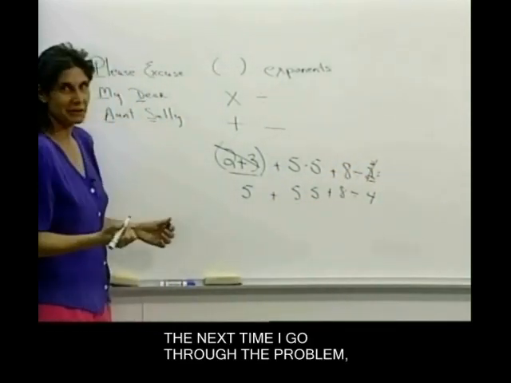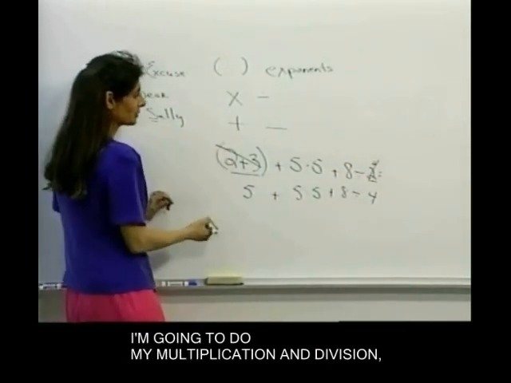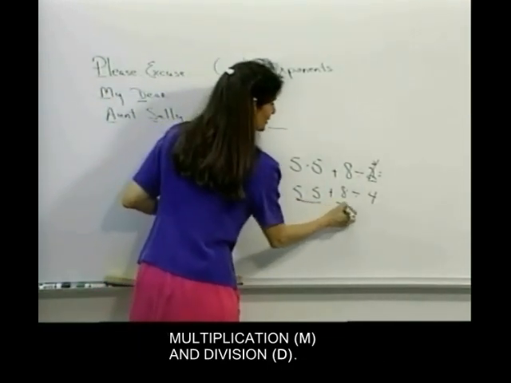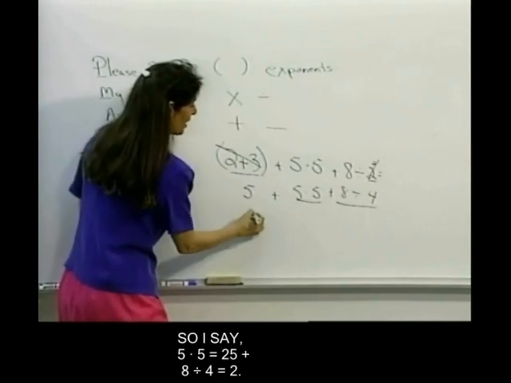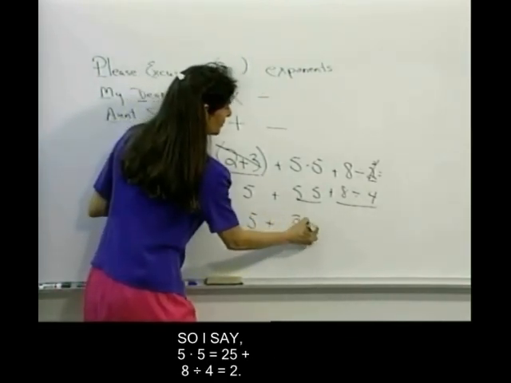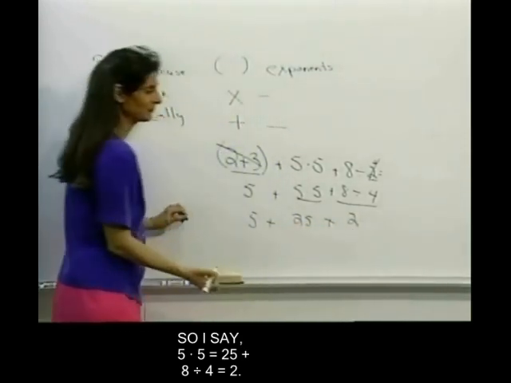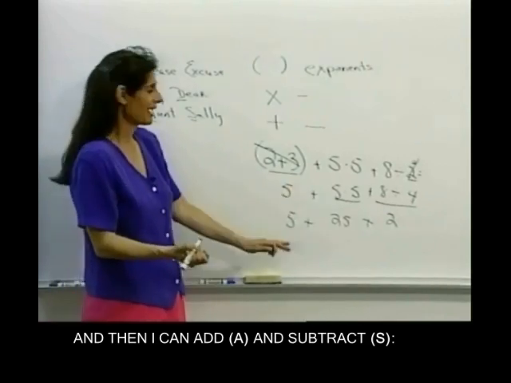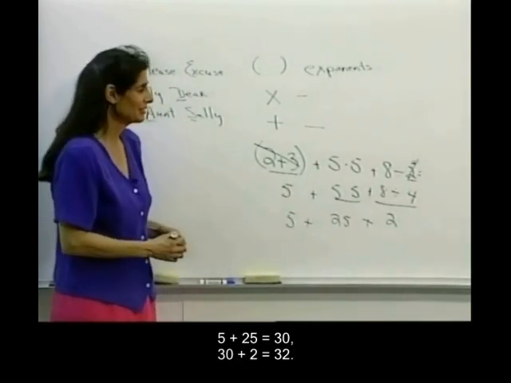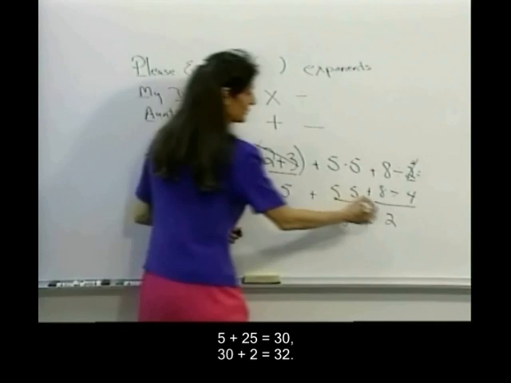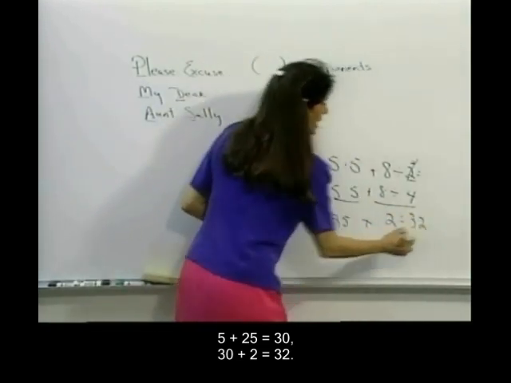The next time I go through the problem, I am going to do my multiplication and division. So I say 5 times 5 is 25, plus 8 divided by 4 is 2. And then I can add and subtract. 5 plus 25 is 30, 30 plus 2 is 32. And what have I done?